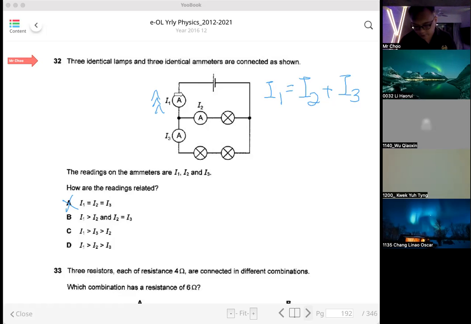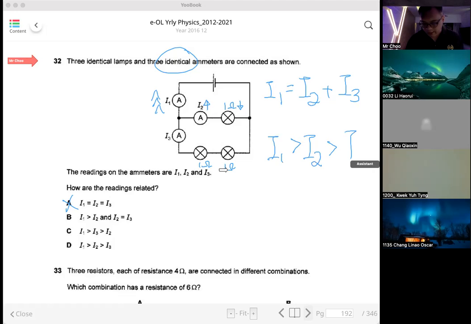For example, if this is 1 ohm, this is 1 ohm, this is 1 ohm, because they're identical, just using simple numbers as illustration. The branch in the middle has a 1 ohm bulb. The branch below has a 2 ohm resistance. So which one will have more current? The one that has more current will be the one that has less resistance. Clear so far? So this is less resistance. The current will be more here. Therefore I1 will be more than I2, which is more than I3. Okay, the answer will be D.